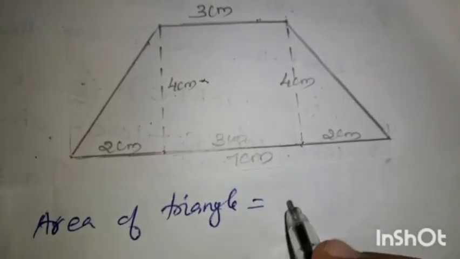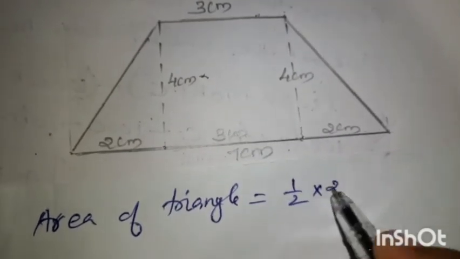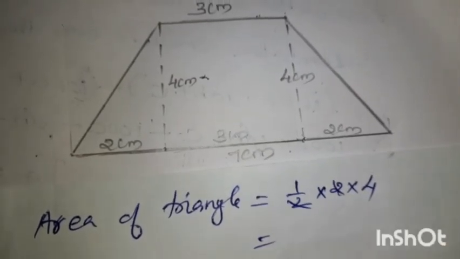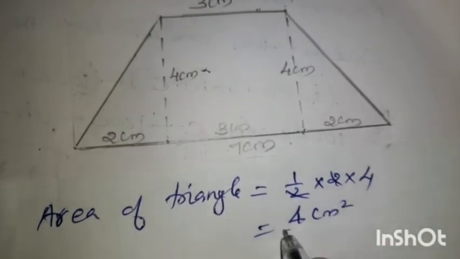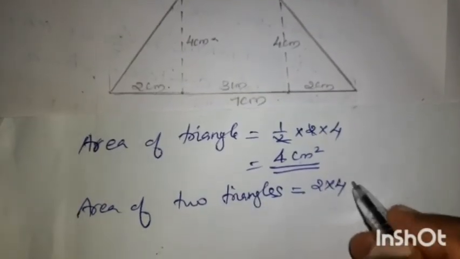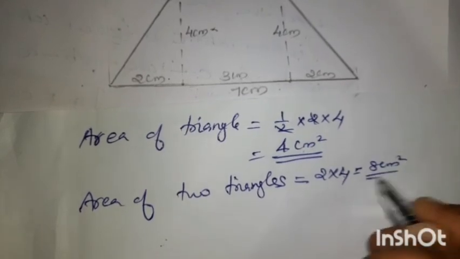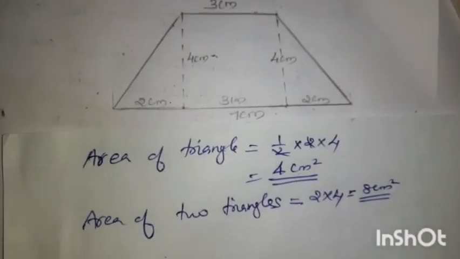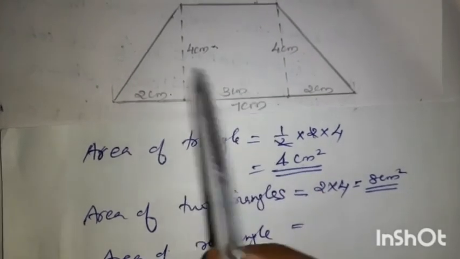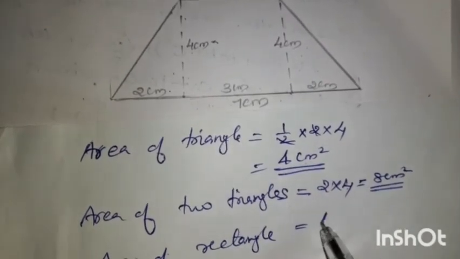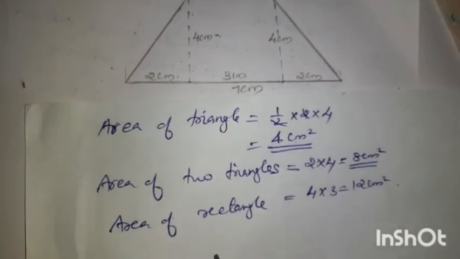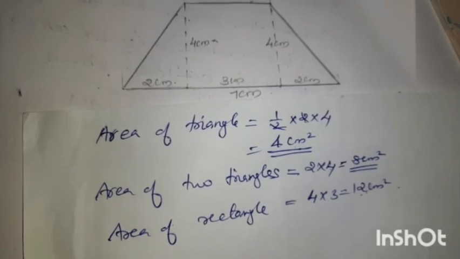Area of one triangle is equal to half into 2 into height 4. 2 is cancelled. You are getting 4 centimeter square as the area of one triangle. So the area of two triangles is equal to 2 into 4. You are getting 8 centimeter square. Then next you have to find out the area of rectangle. So area of this rectangle is 4 into 3, so 12 centimeter square. So you have to find out the total area. You have to add these two values.